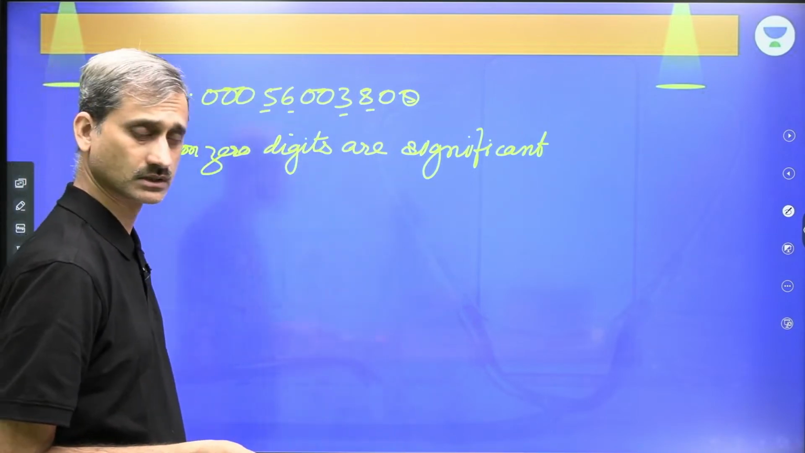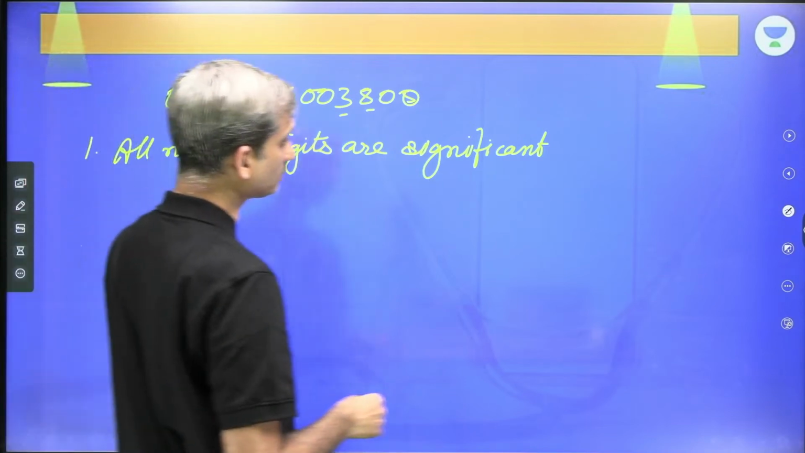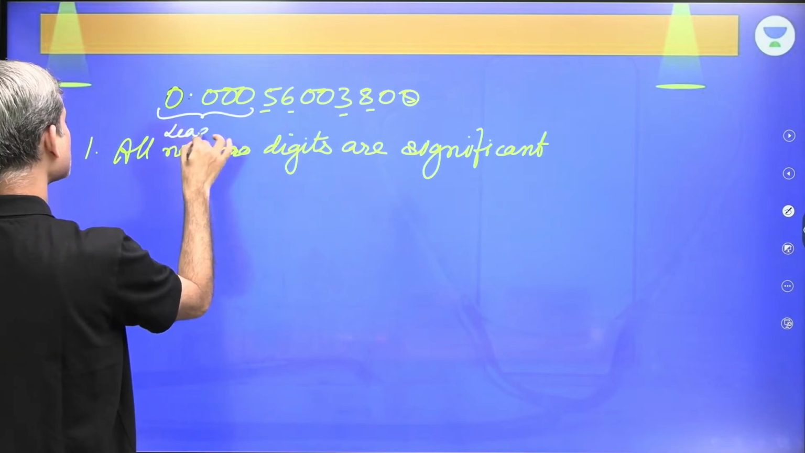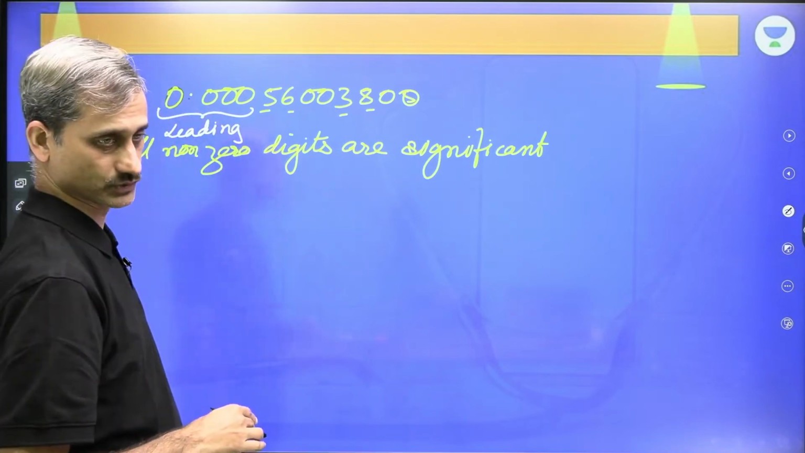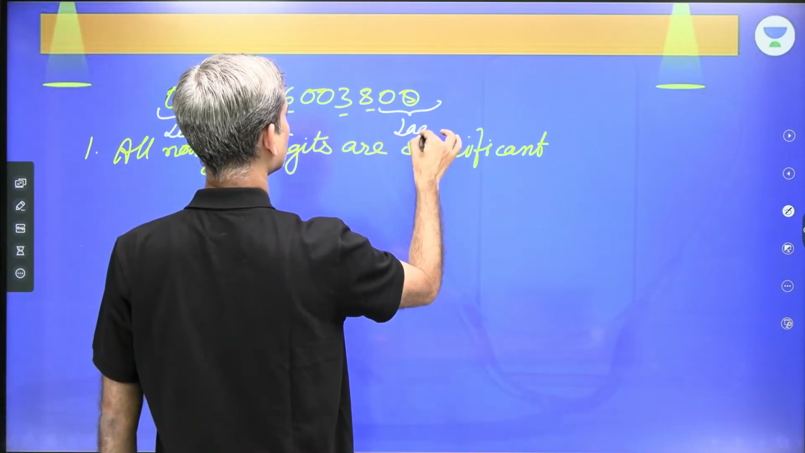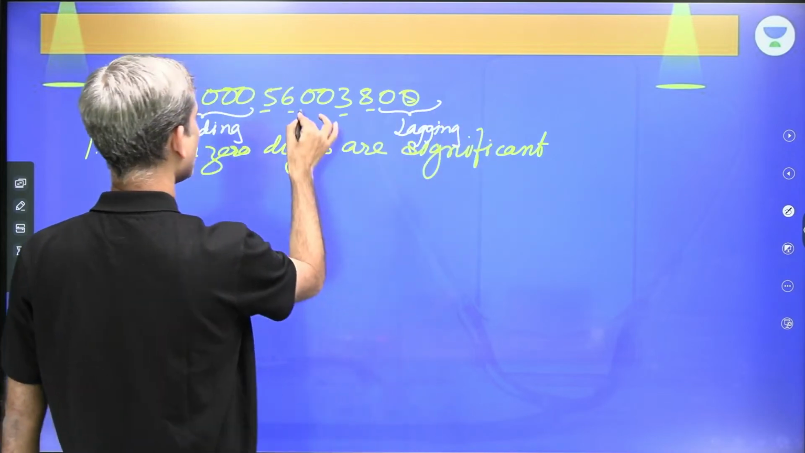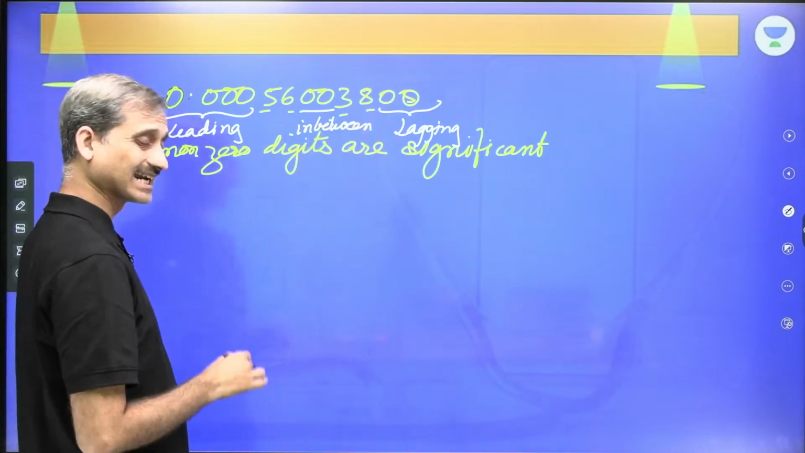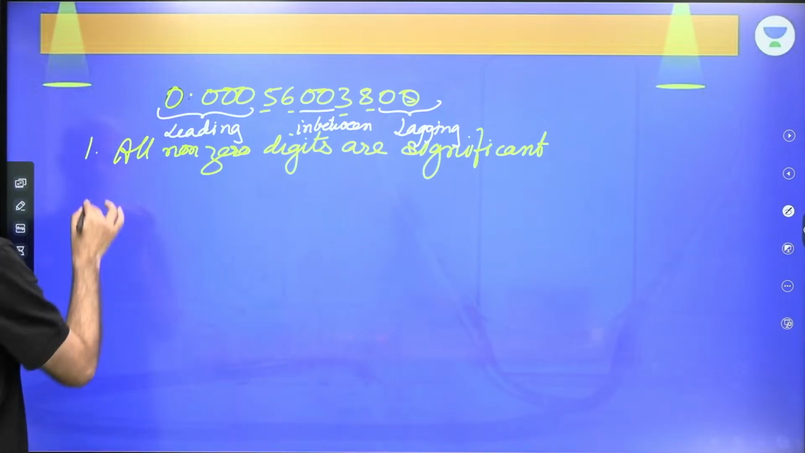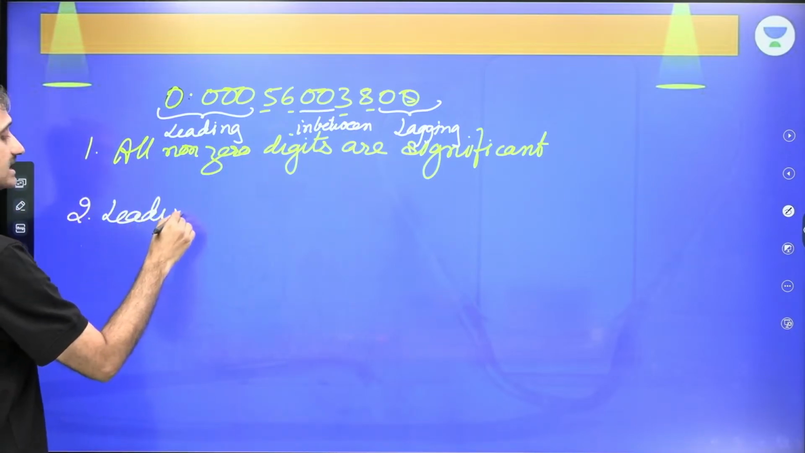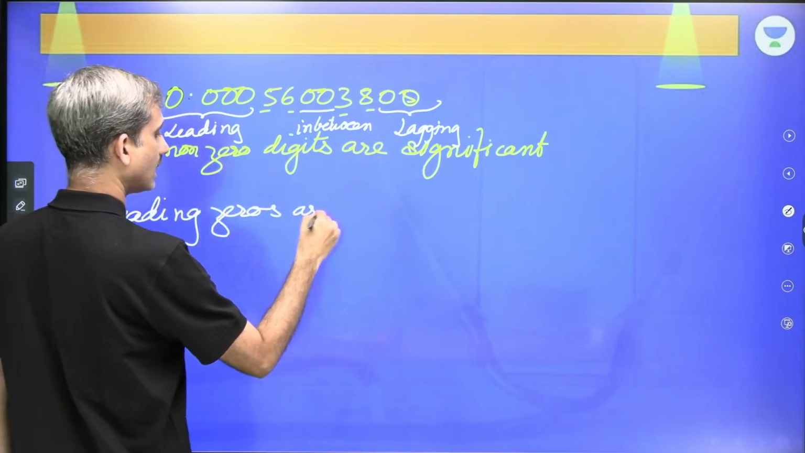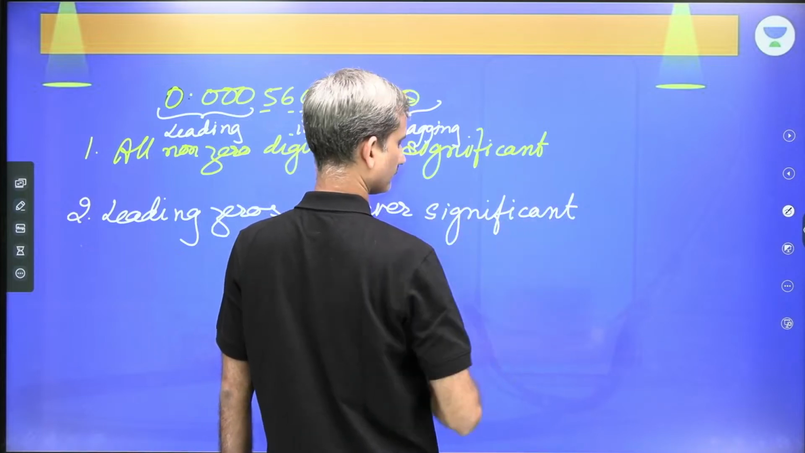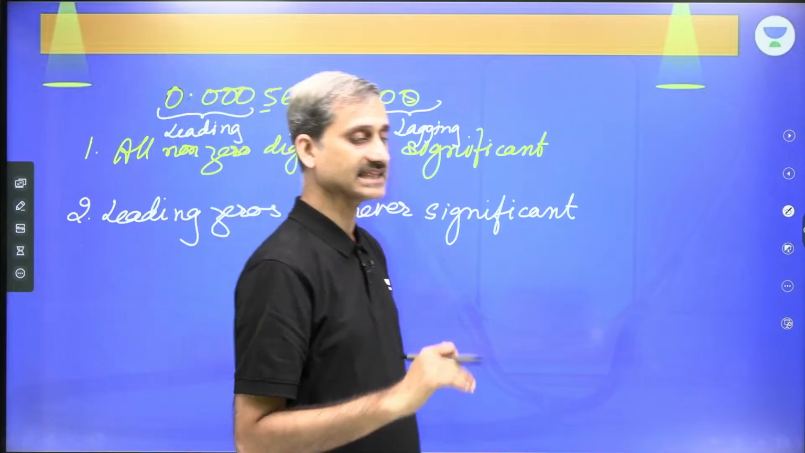But when we talk about zeros, there are three kinds of zeros. The first kind of zeros are what we call leading zeros. Then we have the lagging zeros. And then we have the zeros in between. The very first thing: leading zeros are never significant. Leading zeros are never significant.